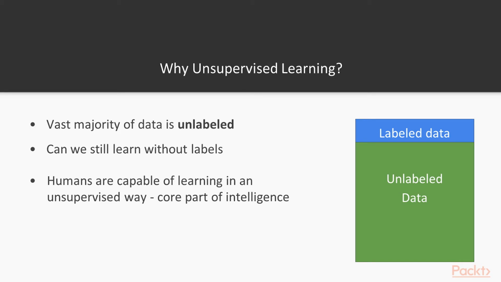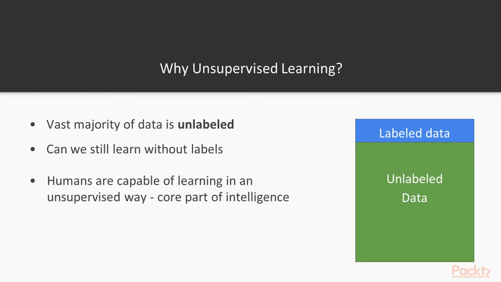So unsupervised learning is important because the vast majority of data is actually unlabeled. The data that is around us, what we take in as inputs, most of it is not cleanly labeled like a lot of the data sets that we've been working with here. And it's important that we're able to learn without labels. Humans are capable of doing this. We don't have an explicit label for everything we're taught. So this seems to be a core part of intelligence and something that we want as part of our machine learning systems.